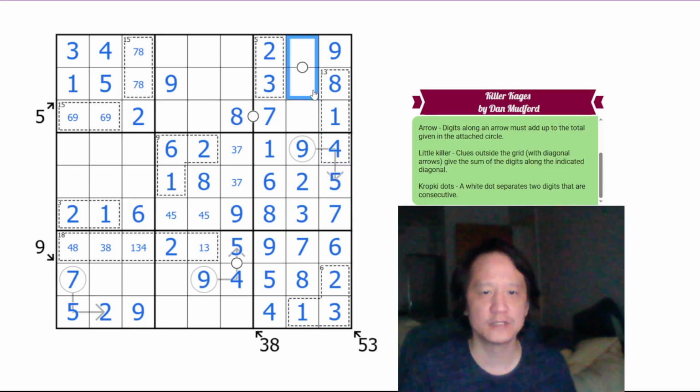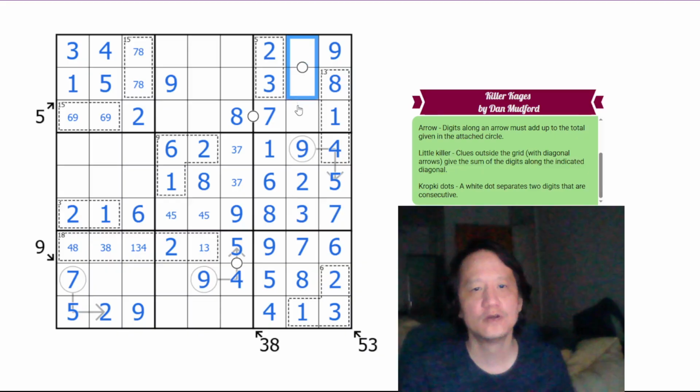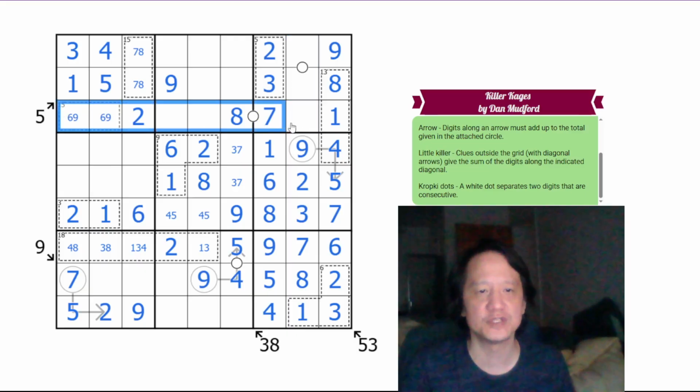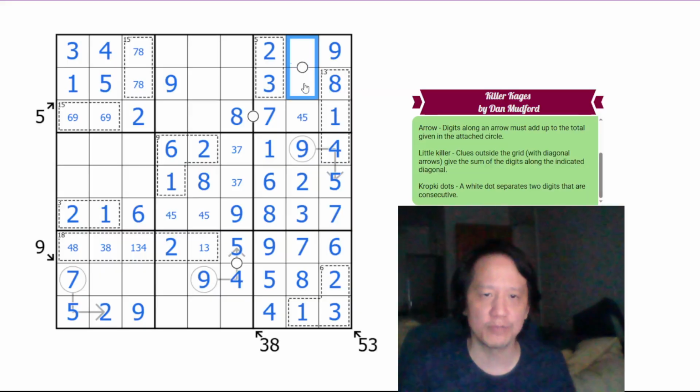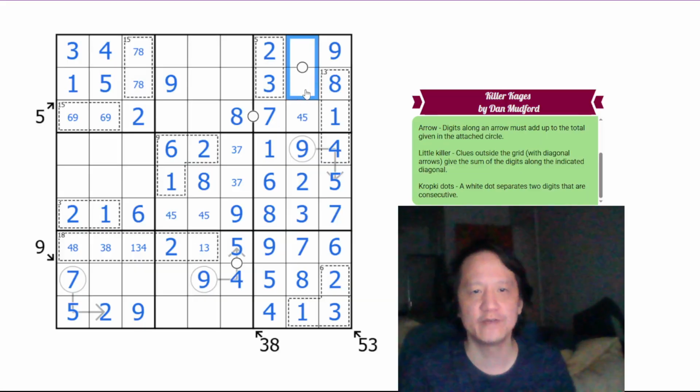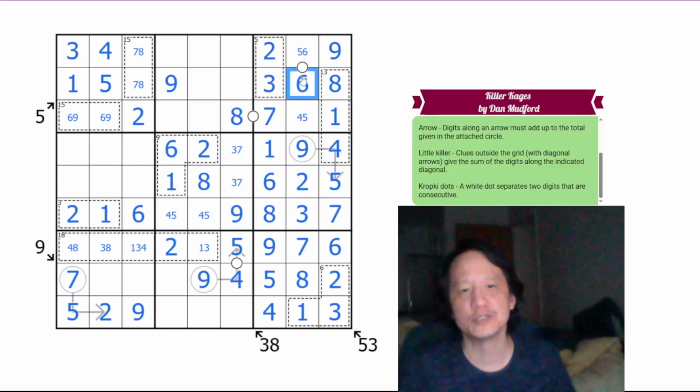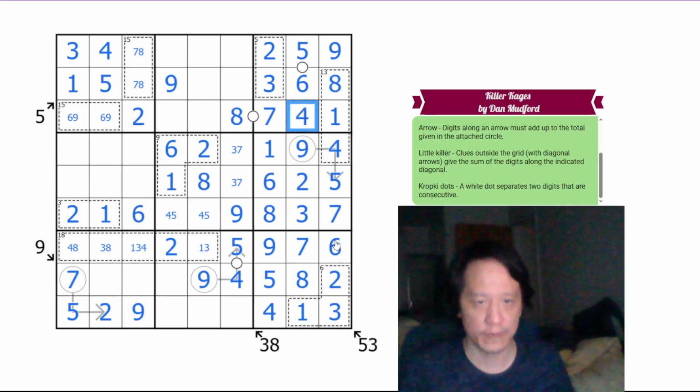These digits are consecutive, and the remaining digits in row or column 8 have to be 4, 5, and 6. But this can't be 6 because of the 6, 9 pair in the row. So this must be 4 or 5, and 6 is guaranteed to be next to the white dot. Well, 6 is only consecutive with 5 out of 4 and 5. So this must be a 5, 6 pair. This can't be 5 because of 5 in the row. So this is 6, this is 5, and that's 4.